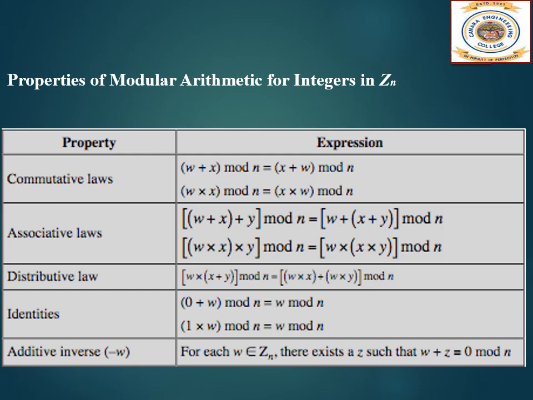This is the additive inverse. We saw it in the previous example, when we looked at modular addition. Each and every element had an additive inverse, but this is not the case with the multiplicative inverse. A multiplicative inverse does not exist for all the elements.